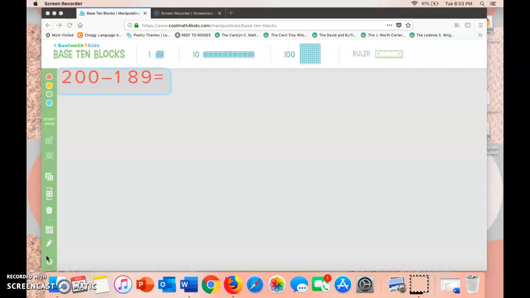Elementary students solve subtraction problems using a variety of strategies and methods depending on their grade and proficiency level. Today, I will be showing you some of these strategies for solving the following problem, 200 minus 189. So first, we're going to focus on second grade.